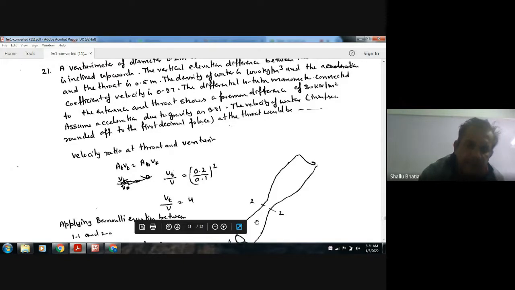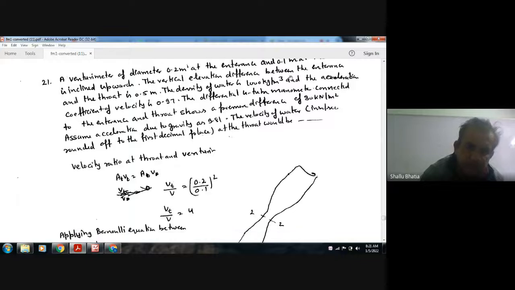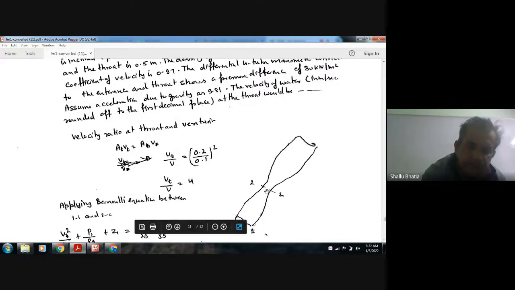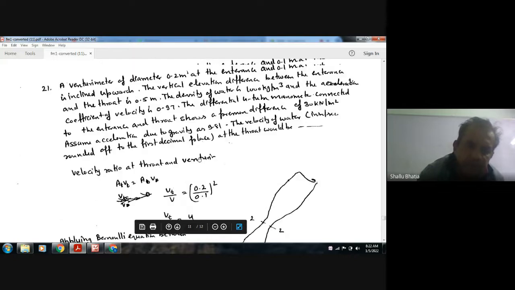Okay, the diameters at the throat and at the inlet section are 0.2 meter and 0.1 meter. So this is 0.2 meter, and this is 0.1 meter. As the discharge is constant, we can use the continuity equation to find the velocity ratio between the throat and this section. VT by V is just 4, because the diameters are 0.2 and 0.1.